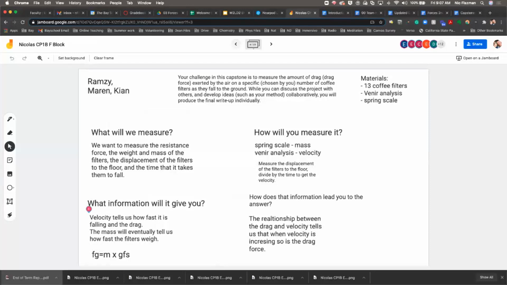Okay, so we decided that for our materials, we were going to use 13 coffee filters, and then we'd also need the spring scale and then the vernier analysis. And we wanted to measure the weight and the mass of the filters, the time it takes them to fall, and then the resistance force. And the information that it will give you is telling us how fast, the velocity is telling us how fast it's falling, the drag, and the mass will eventually tell us how much the filters weigh.